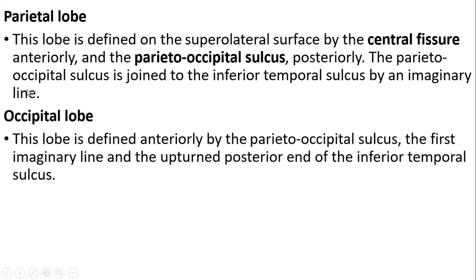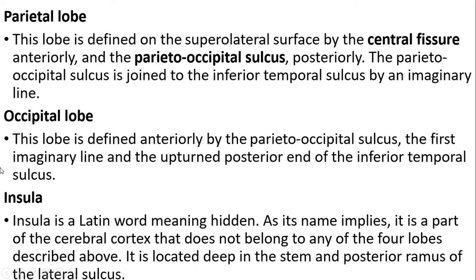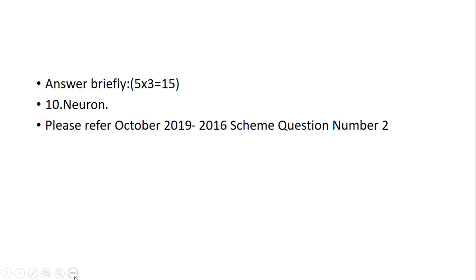Occipital lobe. This lobe is defined anteriorly by the parieto-occipital sulcus, the first imaginary line, and the upturned posterior end of the inferior temporal sulcus. Insula. Insula is the Latin word meaning hidden. As the name implies, it is the part of the cerebral cortex that does not belong to any of the four lobes described above. It is located deep in the stem and posterior ramus of the lateral sulcus.